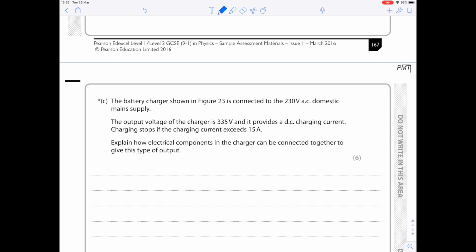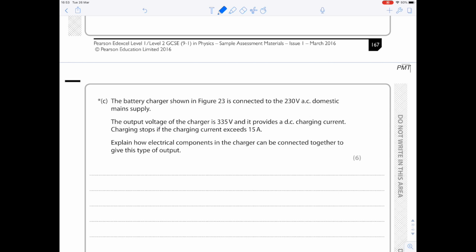C. The battery charger shown in figure 23 is connected to the 230 volts alternating current domestic mains supply. The output voltage of the charger is 335 volts and it provides a direct current charging current. Charging stops if the charging current exceeds 15 amps. Explain how electrical components in the charger can be connected together to give this type of output.